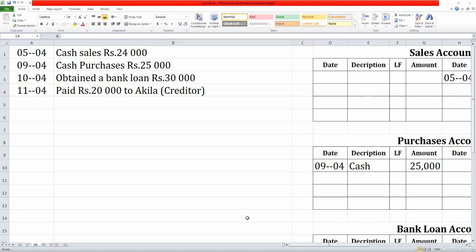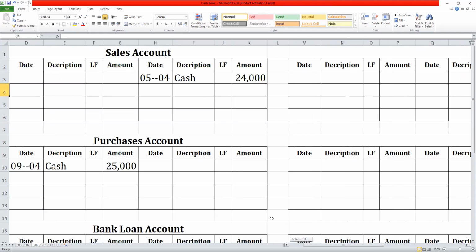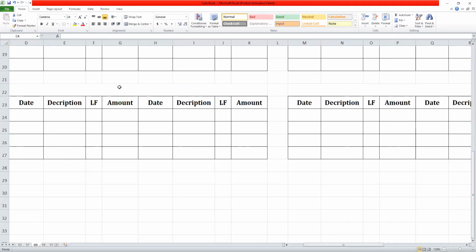So what we should do now, open the next account, that is for Akila. Akila is a creditor.